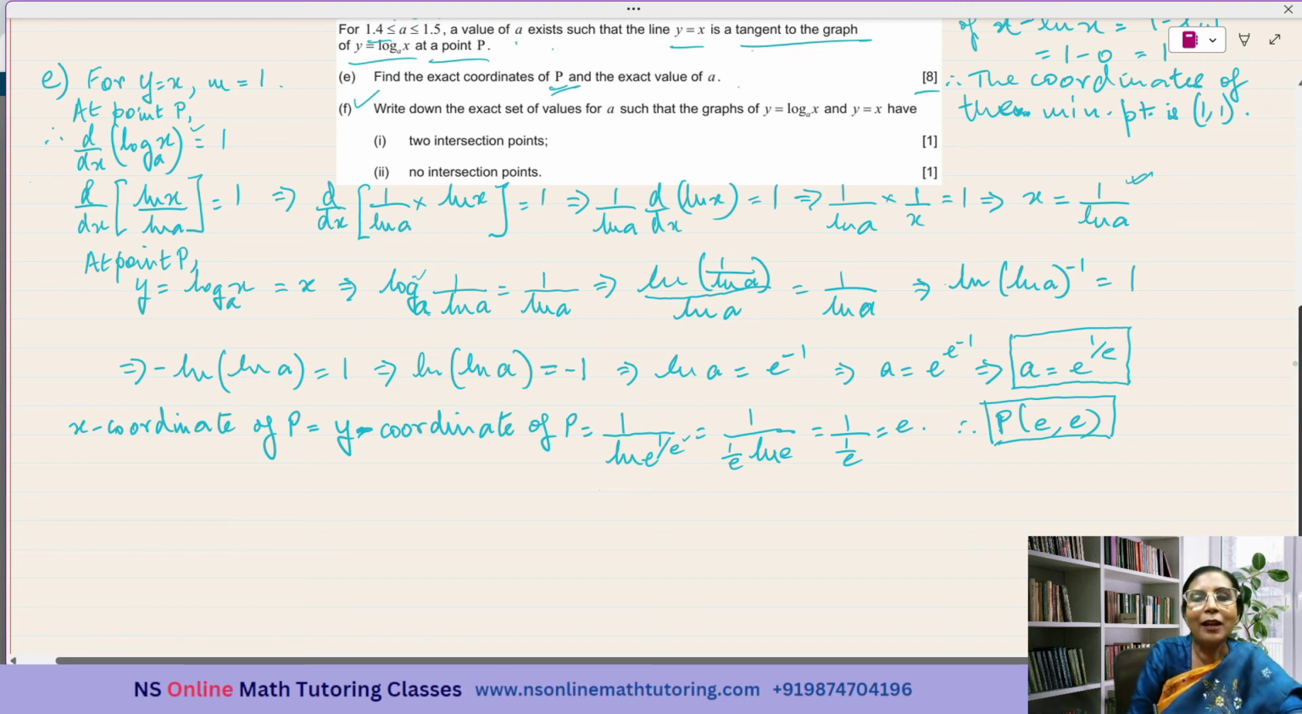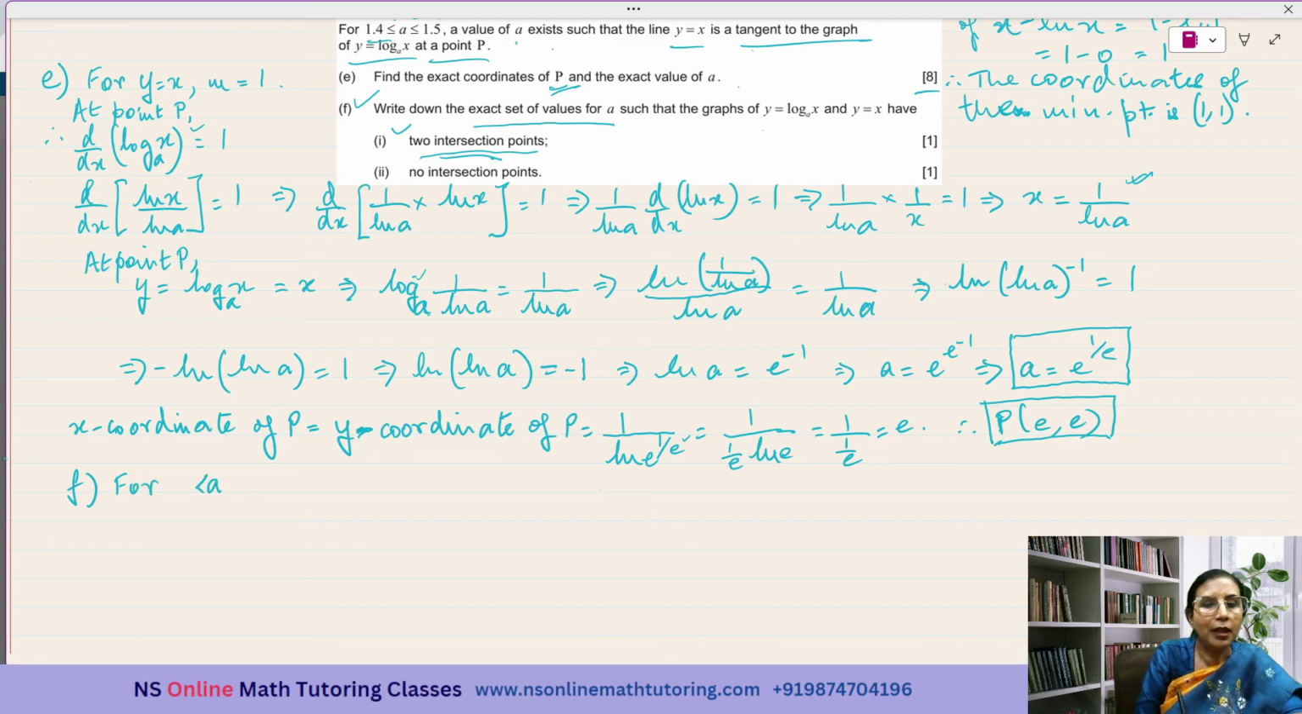Subpart F. Write down the exact set of values for A such that the graphs of y equal to log of x to the base A and y equal to x have, the first subpart I says, two intersection points. Okay. So I am writing my answer over here. For A is greater than 1 but less than 1.4, we had two intersection points.